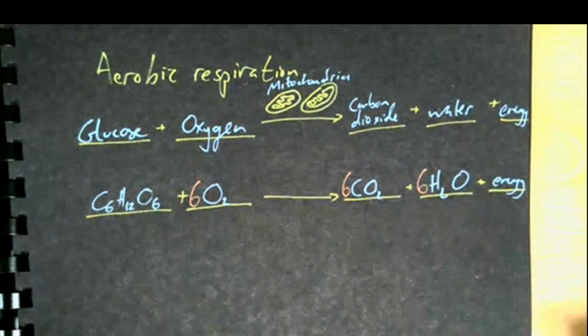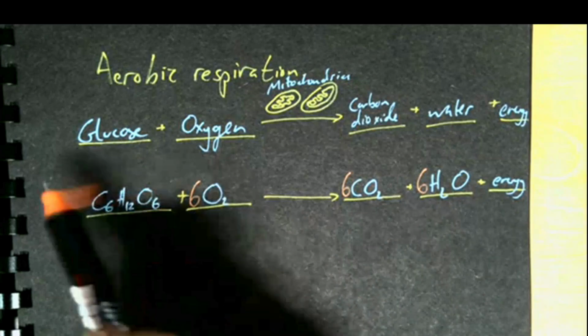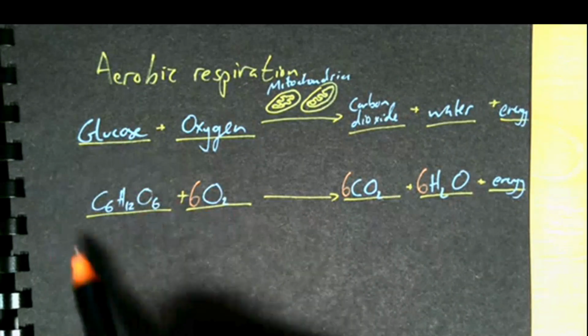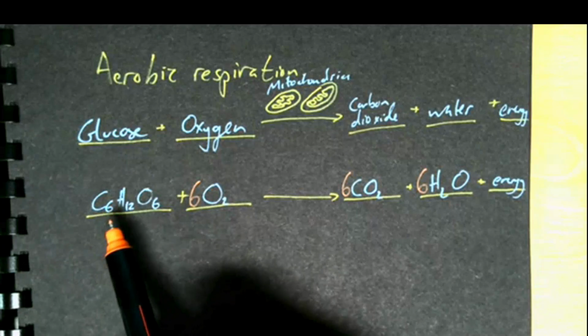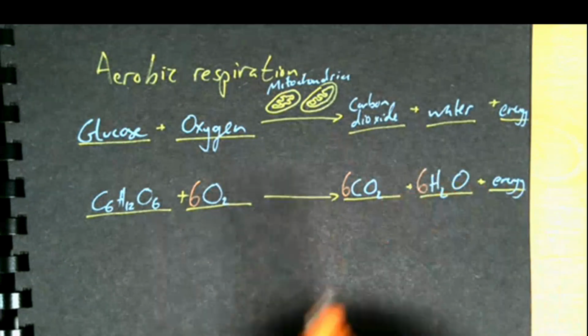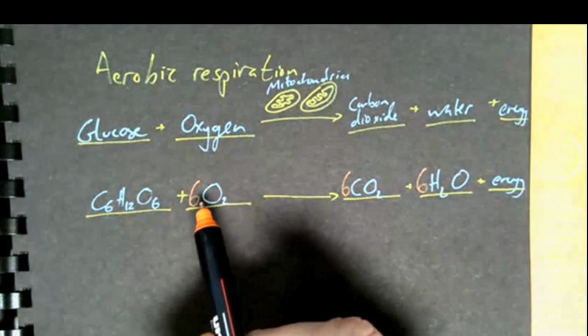If you just quickly tot up the number of oxygens on this side and the number of oxygens on this side, you will find that they are the same. So remember, you're trying to balance. When you're balancing something, you need exactly the same number of atoms of each element on this side as you have on this side, and you can only put big numbers in front of the molecules.